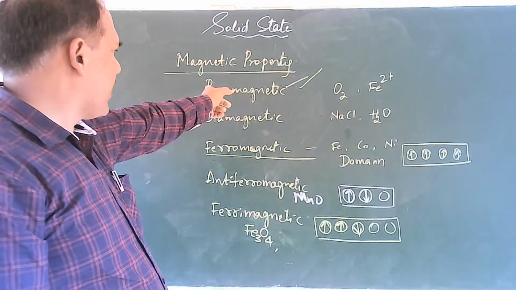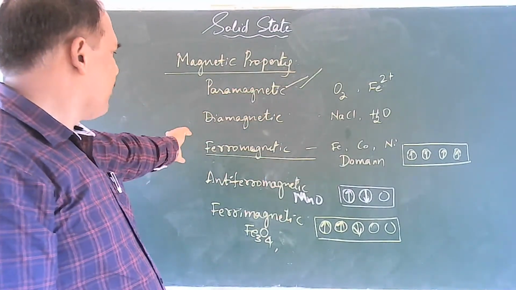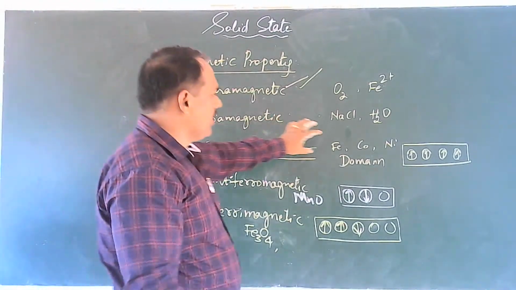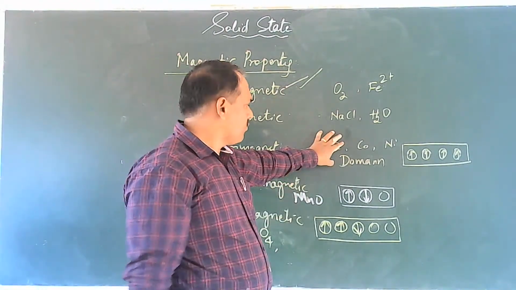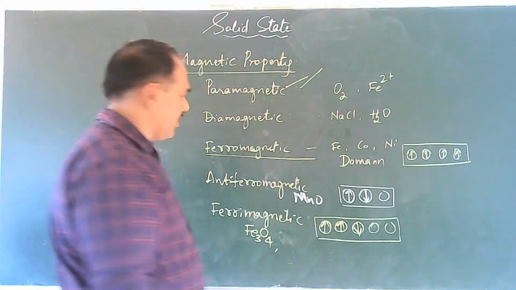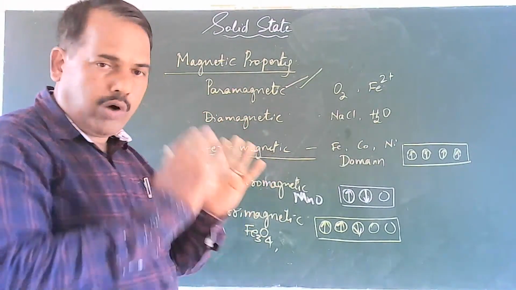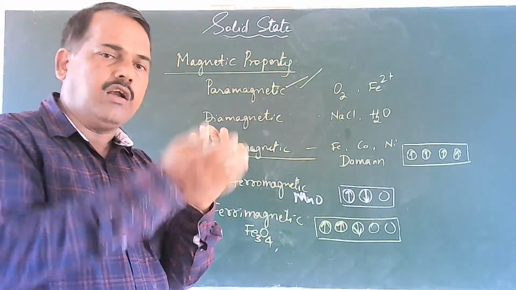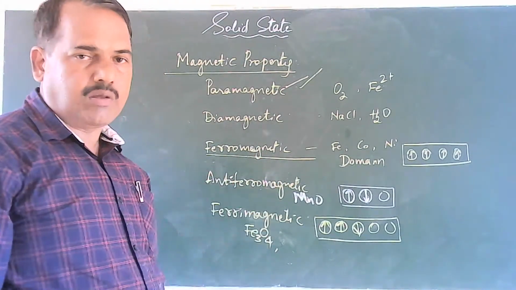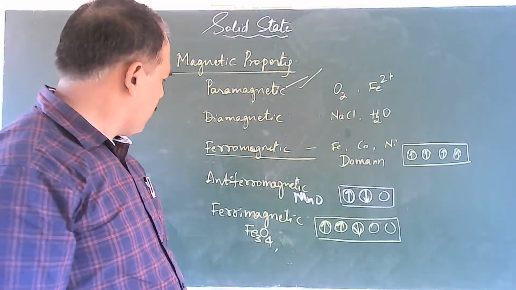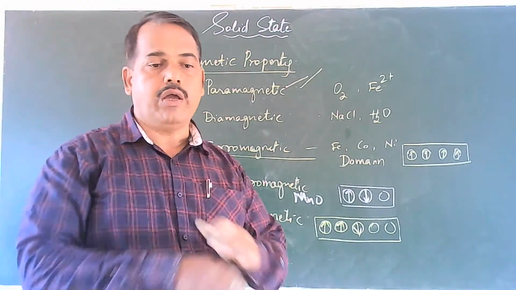O2 and Fe2+ are paramagnetic substances; sodium chloride and water are diamagnetic. In ferromagnetic, each particle acts as a magnet, therefore this is called a domain. Then antiferromagnetic material, where one is in one direction and another is cancelled in the opposite direction. Example is MnO. Another one is ferrimagnetic, Fe3O4.